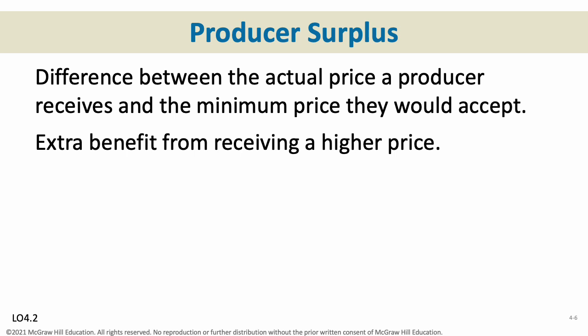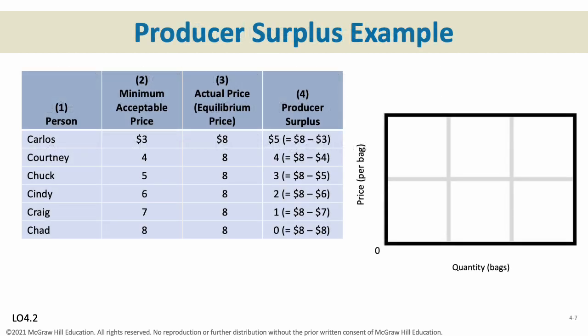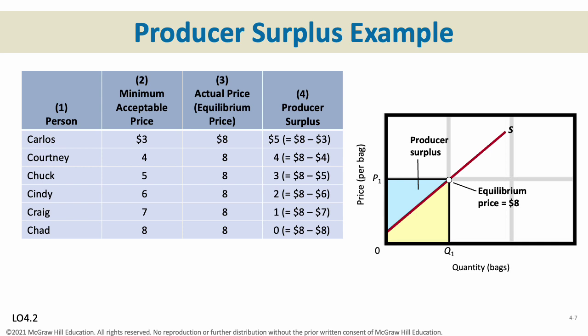So anytime you sell something for more than you would have taken, you realize what is known as a producer surplus. And in this case, we're looking at 6 different producers. They all have minimally acceptable prices. And generally, their minimal acceptable price comes from their cost of production. But every one of these is going to sell their items because even when we get to Chad, his minimum acceptable price is $8. The market price is $8. So you'll sell something for your minimum acceptable price. You just, however, won't go below it. You're not going to sell something where you start losing money, for instance.